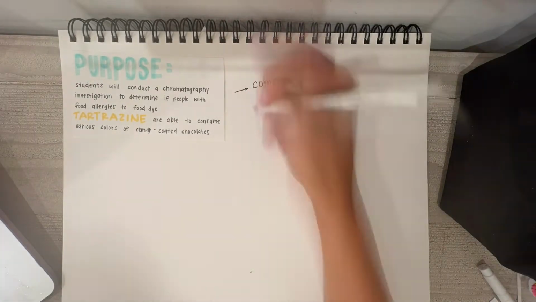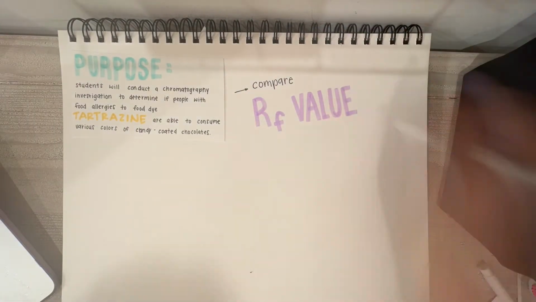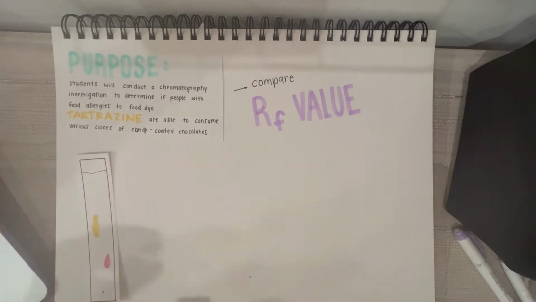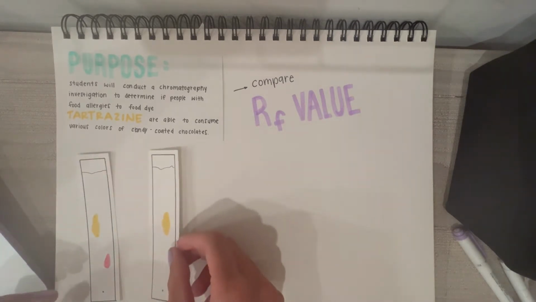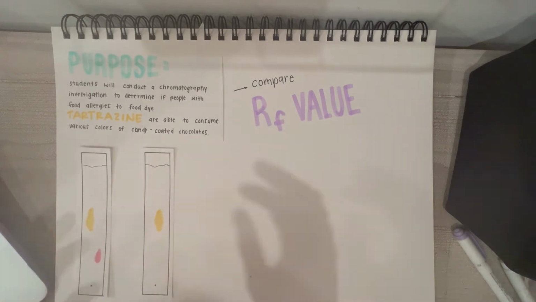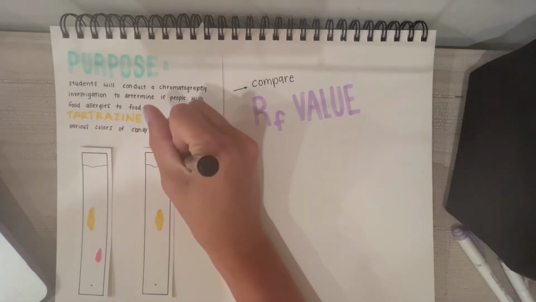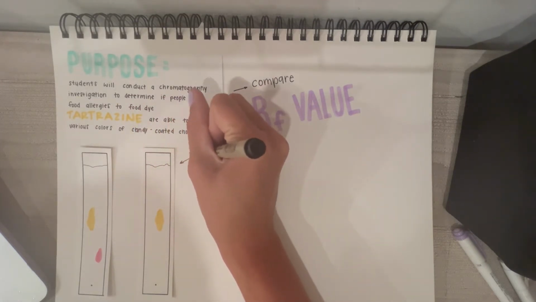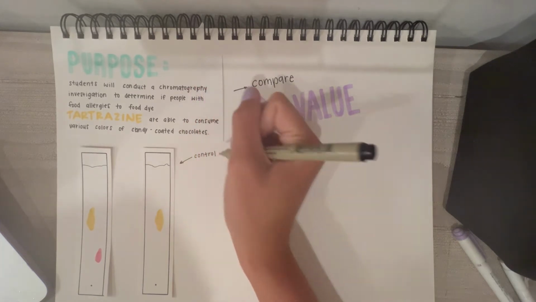So how does this relate to the purpose of the lab? The purpose is to conduct a chromatography investigation to determine the presence of tartrazine in certain colors of M&M dye. Here are two sample chromatograms. In this experiment, the sample containing only tartrazine is the control. You will use the RF value calculated from the tartrazine chromatogram as a point of comparison in determining its presence in other M&M dyes.